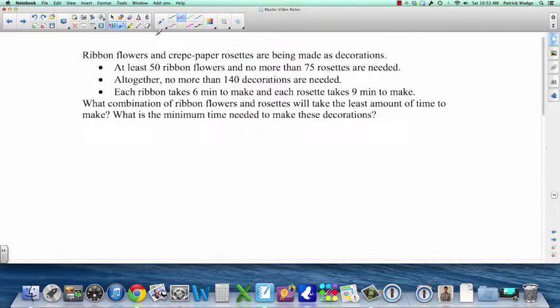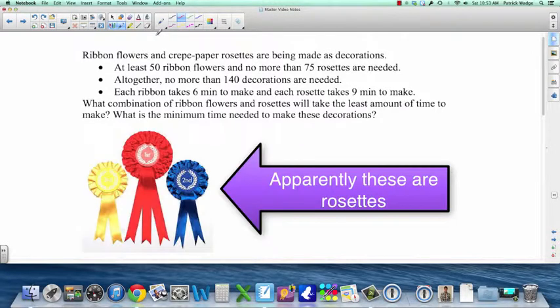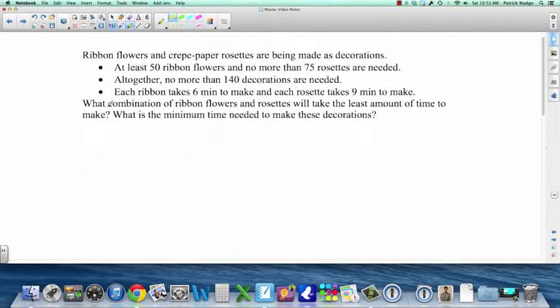Ribbon flowers and crepe paper rosettes are being made as decorations. I have no idea what a rosette is. At least 50 ribbon, and so on. Okay, so what are we doing here? We want to maximize or minimize what? What combination of ribbons and flowers will take the least amount of time? We want to minimize time.